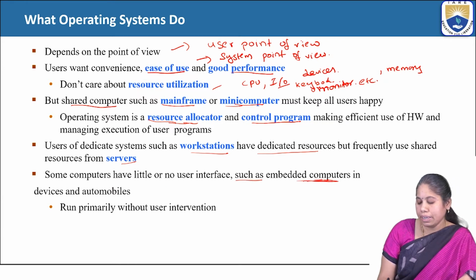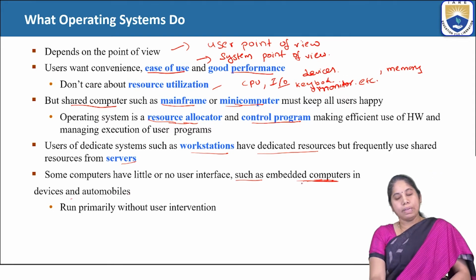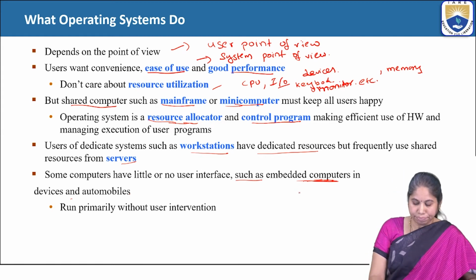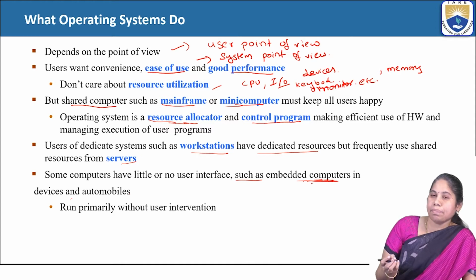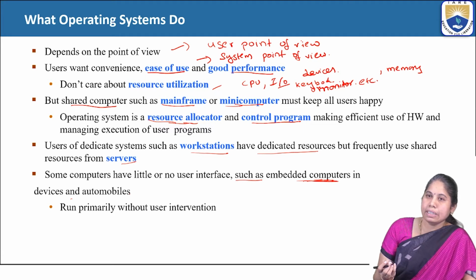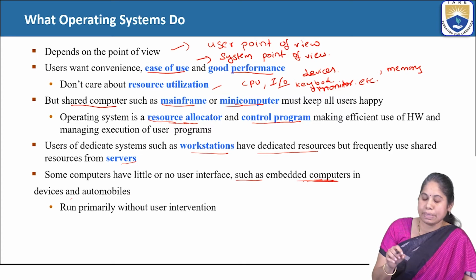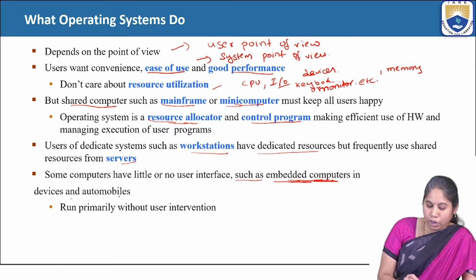If you observe here, embedded computers in devices and automobiles. So what do you mean by embedded computers? If you take some ICUs and some devices, it itself has some processor for calculating. The computers are inbuilt inside the devices for calculation and for the specific task. That is embedded computers. Embedded means the computers are embedded inside the device and automobiles.